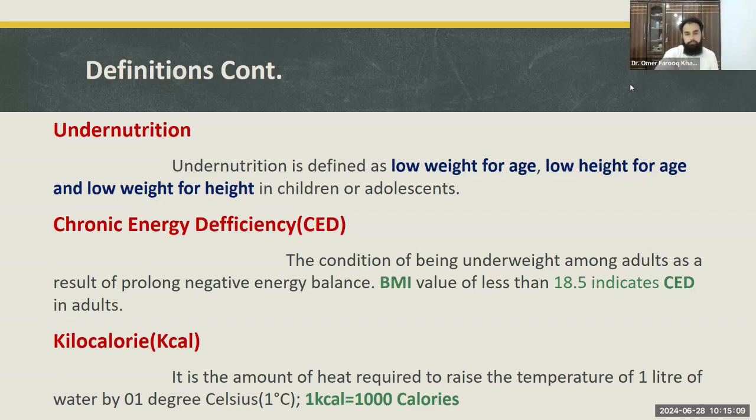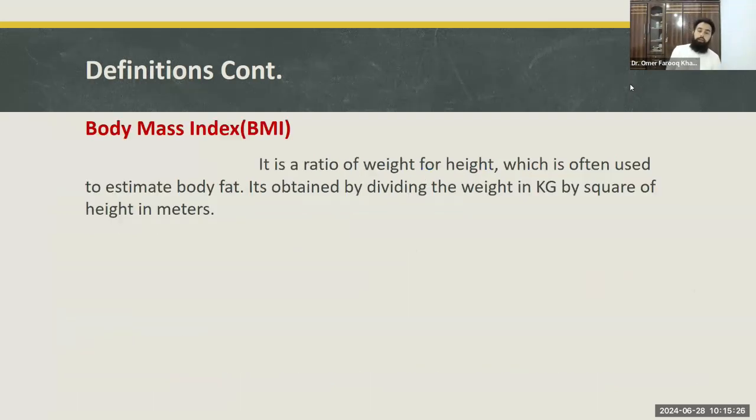Then there's the concept of kilocalorie. All of you must know it. I did it in our previous class as well. It is the amount of heat required to raise the temperature of 1 liter of water by 1 degree Celsius. So 1 kilocalorie is 1,000 calories. And what is BMI? Most of you already know it is a ratio of weight for height of an individual, which is often used to estimate body fat. It is obtained by dividing the weight in kg by the square of height in meters. We will discuss the formula later in this class.